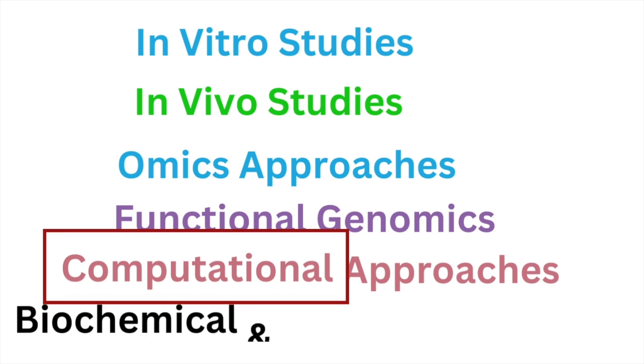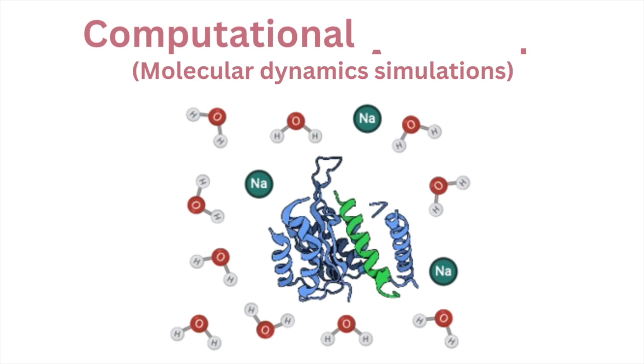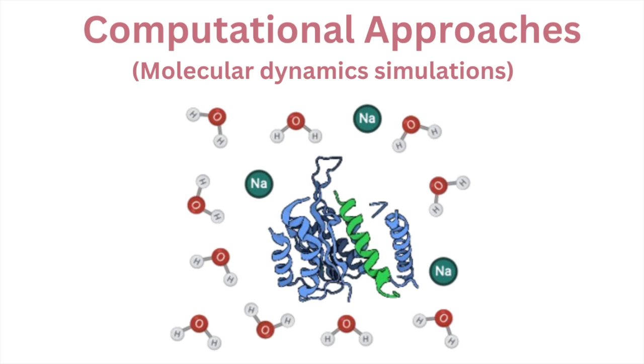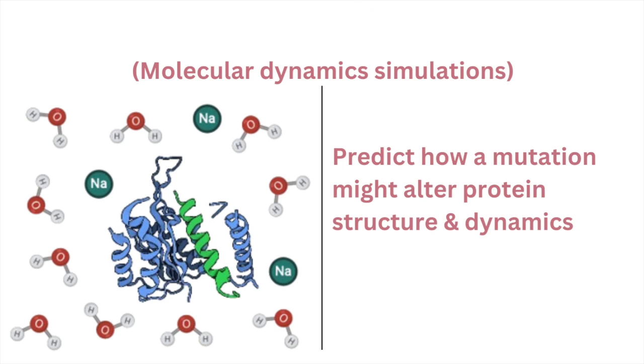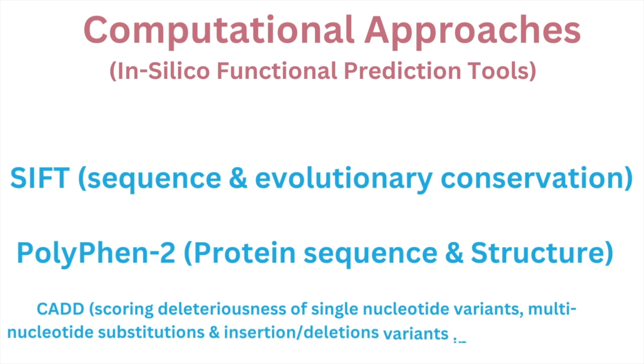There are computational approaches as a fifth way to validate gene mutations. In computational approaches, you may perform molecular dynamics simulations, and these can predict how a mutation might alter protein structure and dynamics. There are also in silico functional prediction tools like SIFT, PolyPhen, or CADD that can predict the potential impact of mutations on protein function based on evolutionary conservation and other criteria.